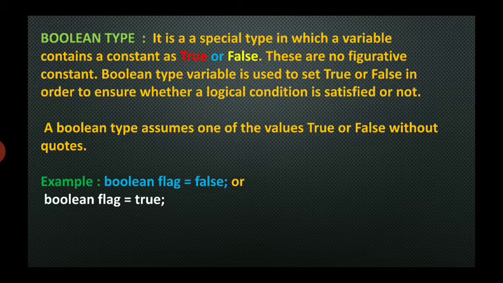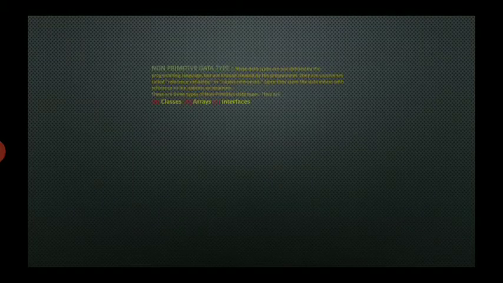Example, boolean flag. So flag is the variable, boolean is the data type, equals to false, or you can also write boolean flag equals to true. Now if the condition is satisfied, then it will give you true, and if the condition is not satisfied, then it will give you false. So that was all about numeric and non-numeric data type, which comes under primitive data types.